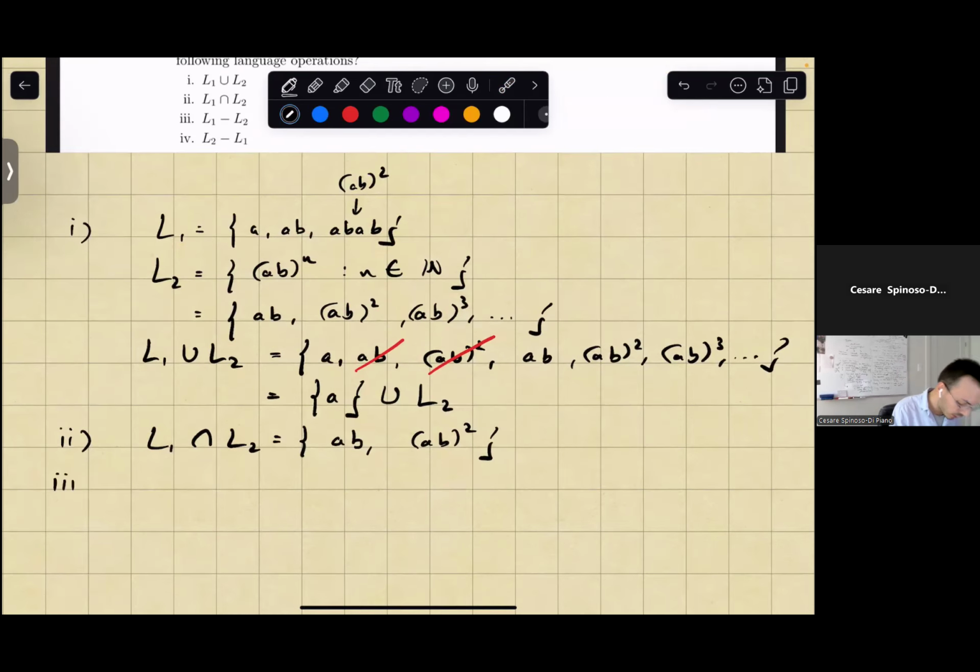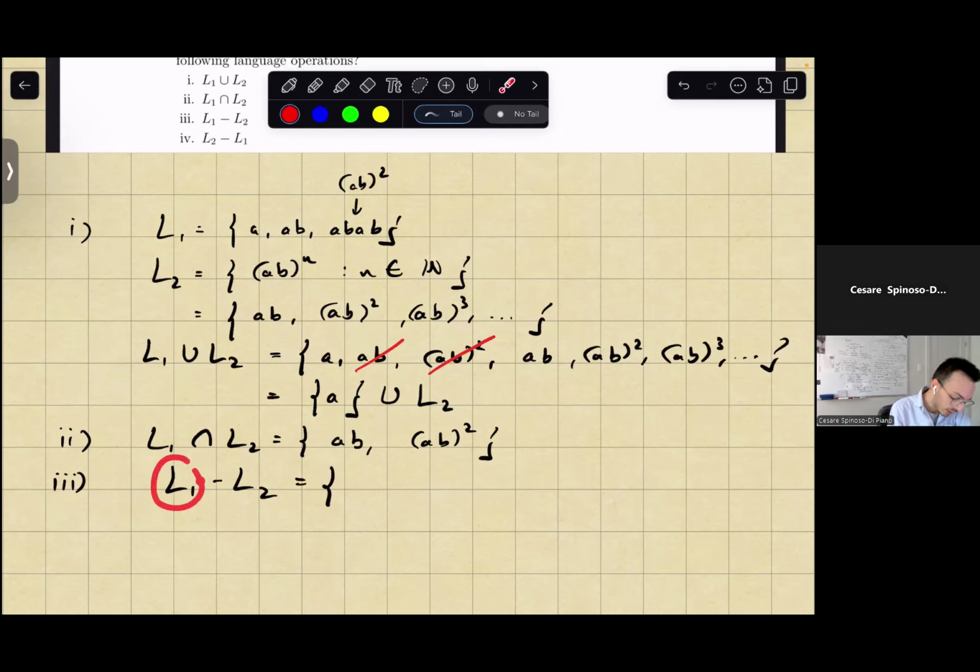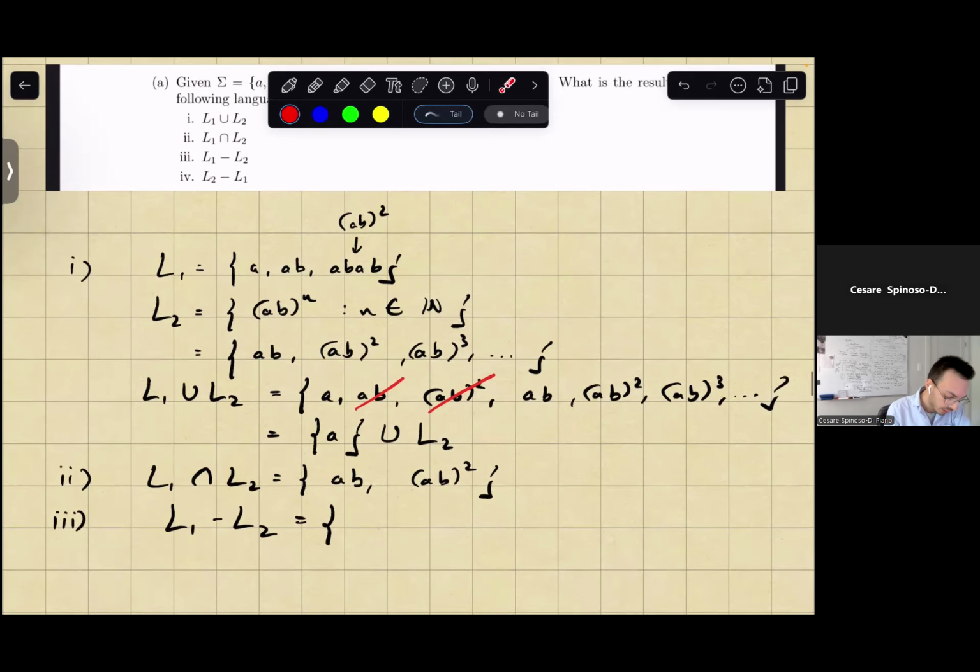Okay, the third question is, what is L1 difference L2? So L1 difference L2, that's everything that's in L1 but not in L2. So the way that you can do this, maybe a bit mechanically, is you go through each element in L1, you check if it's in L2. If yes, you remove it. If not, you keep it, right? So is A in L2? No, so I keep it. What about AB? It is in L2, so I remove it. What about AB squared? It also is in L2, so I'll remove it.